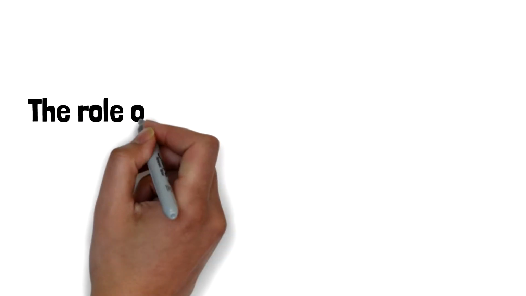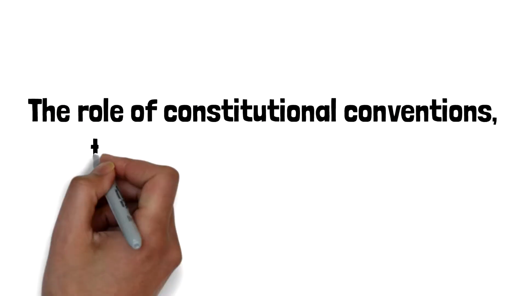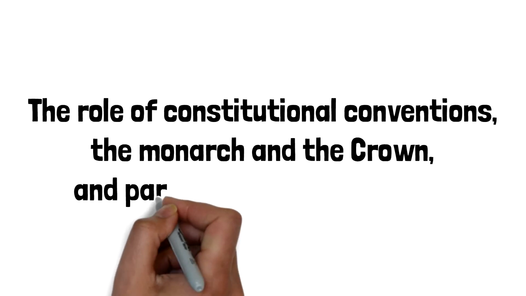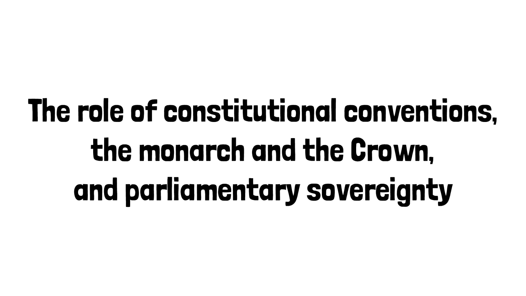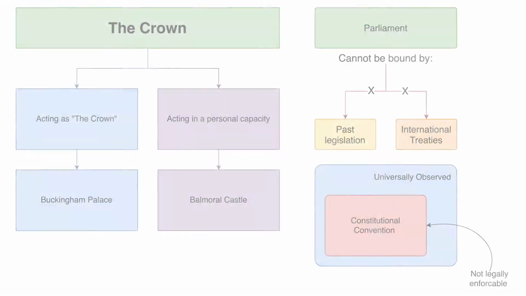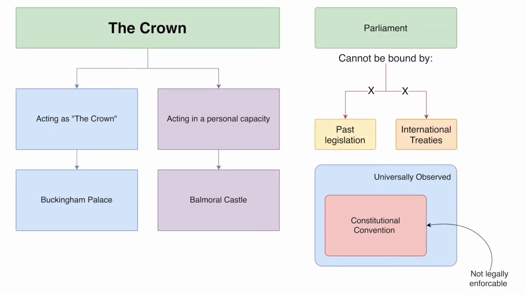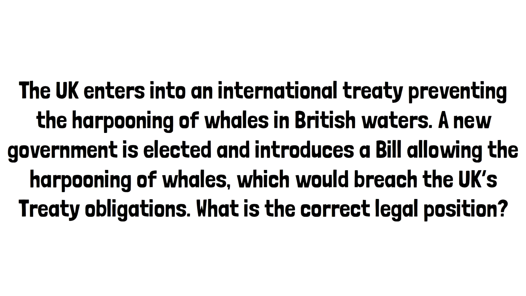In this part of the course, we're going to cover what you need to know for the SQE1 exam about the role of constitutional conventions, the monarch and the crown, and parliamentary sovereignty. I will explain these concepts in this easy to learn diagram. We will then go through this practice test question together for the SQE1 exam for this topic.